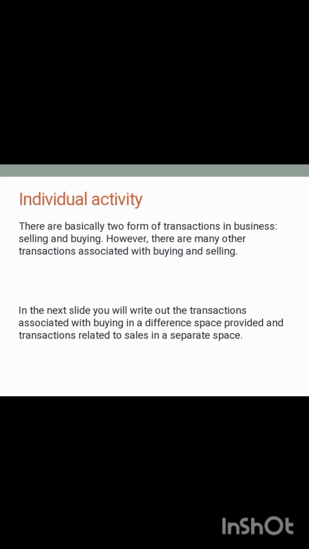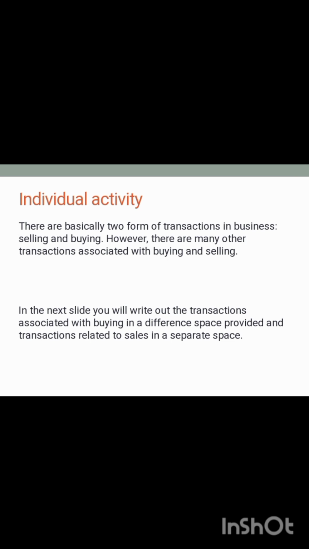Let's look into the next slide that will allow us to look at the nature of transactions in the business and grouping transactions according to this nature. That is the nature in terms of buying and selling. So there are basically two forms of transaction in businesses: the selling and the buying. However, there are many other transactions associated with buying and selling. So, what are those transactions associated with buying and selling?